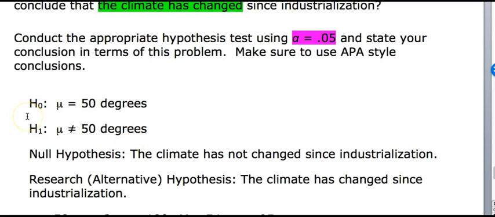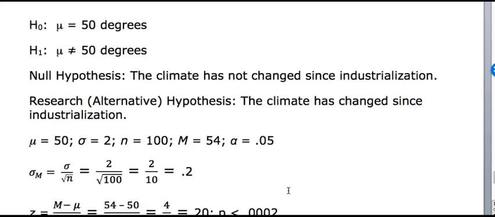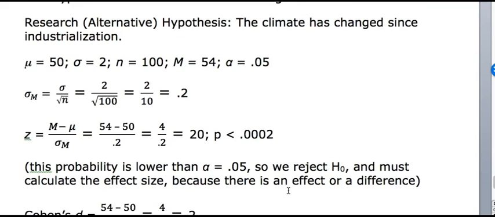And our null hypothesis, H0, is mu equal to 50 degrees, right? So the null hypothesis in words is the climate has not changed since industrialization. Our research or alternative hypothesis is the climate has changed since industrialization. Okay, so let's do the calculations for this.